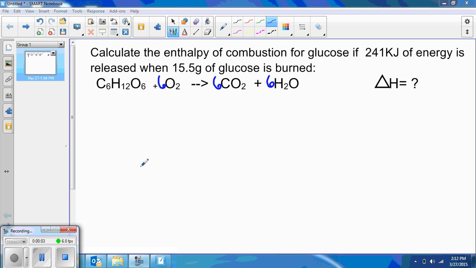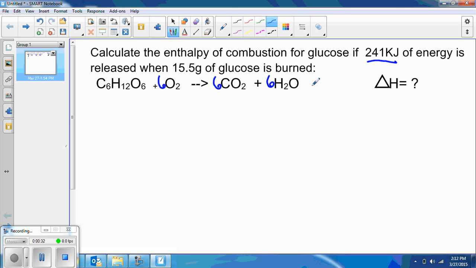So here's part 2 of our solving thermochemistry using stoichiometry. The question may not give you the enthalpy of the reaction, but it might give you specifically, for this example, 241 kilojoules of energy is released when 15.5 grams of glucose is burned. And we want to know what's the enthalpy of combustion for this reaction. So again, start by listing out the information that we know.